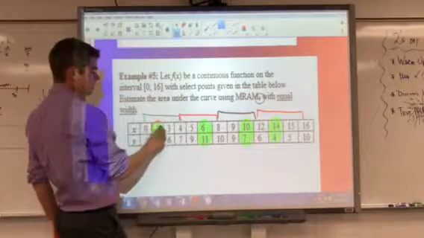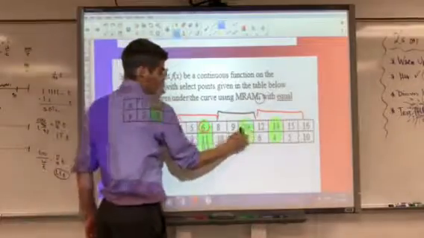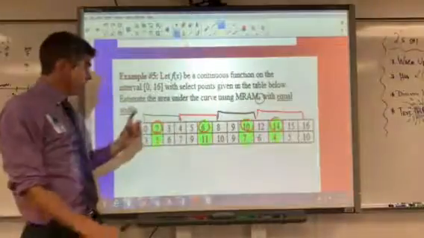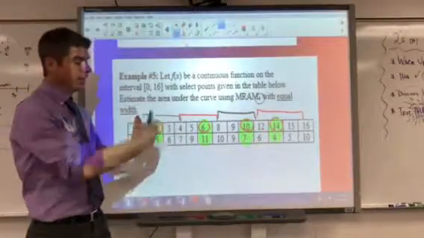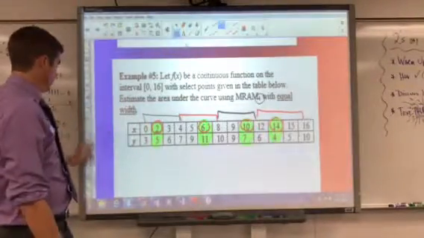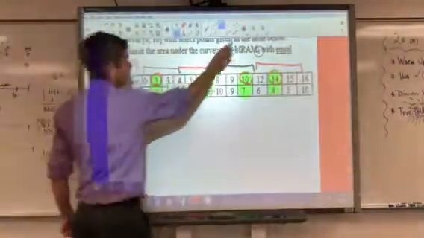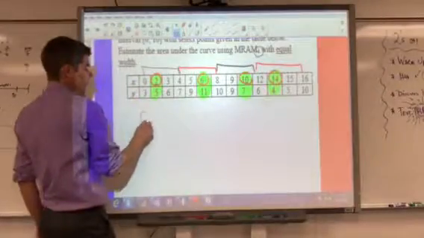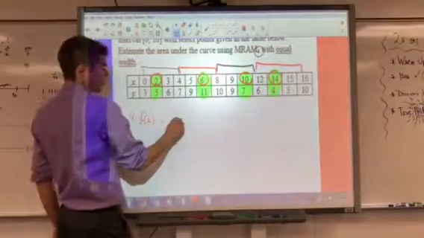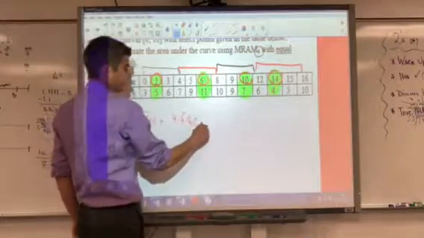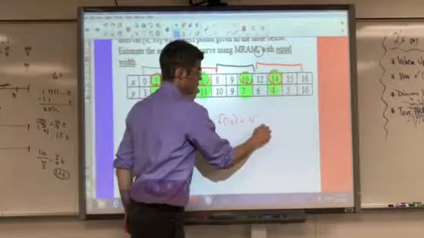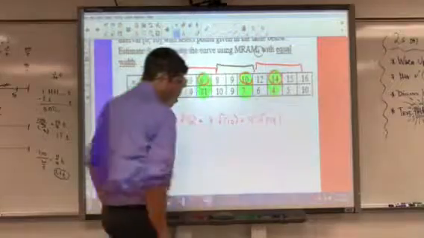So notice that this is 2, 6, 10, 14. Those are all 4 apart, which was what I wanted, equal width. So once you find that first midpoint, every midpoint will have that same spacing. So then how do I represent this? Well, I could say it's f of 2 times 4 plus 4 times f of 6 plus 4 times f of 10 plus 4 times f of 14. Okay. Yeah, and that's it.